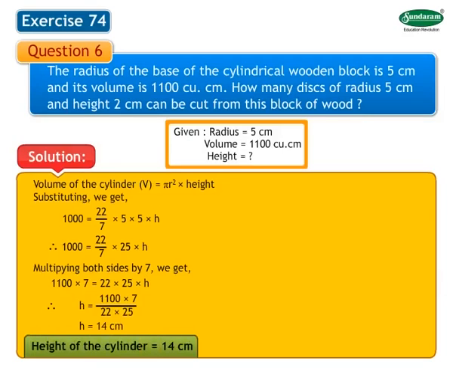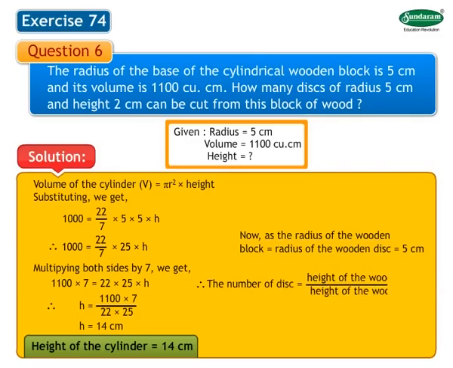Now to find how many discs of radius 5 centimeter and height 2 centimeter can be cut from this block of wood, we have to notice the height and the radius of the wooden block as well as the height and the radius of the wooden discs. In our sum, radius of the wooden block is equal to radius of the wooden disc, which is equal to 5 centimeter. We shall only consider the height of the wooden block and the height of the wooden disc. Therefore, the number of discs that can be made is equal to height of the wooden block upon the height of the wooden disc, which is equal to 14 upon 2, which is equal to 7. Hence, 7 discs can be prepared.